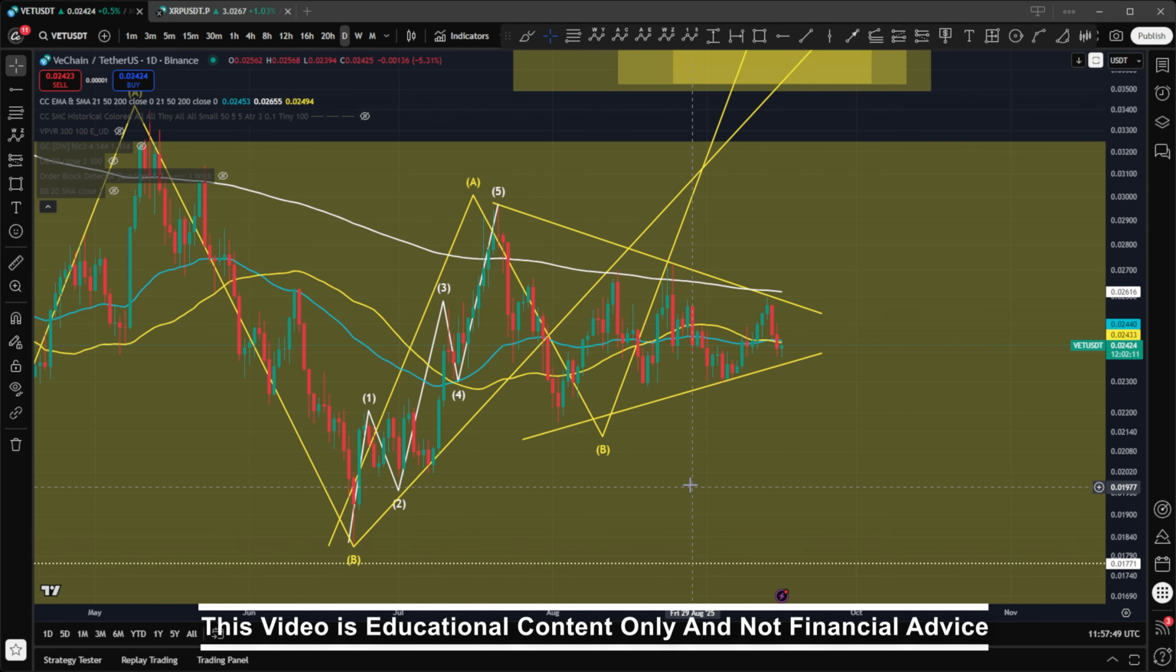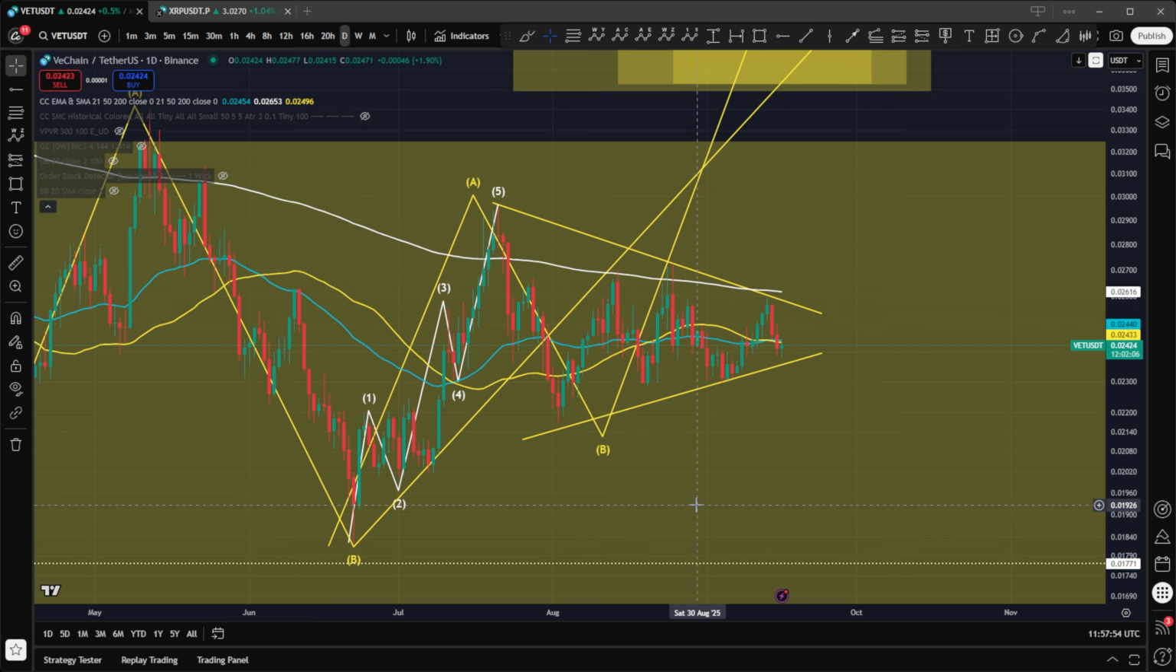Hi guys, today we're going to be taking a look at the technical analysis on Vechain's VET token. So here we have VET paired up with USDT. We're on the one-day Binance chart.